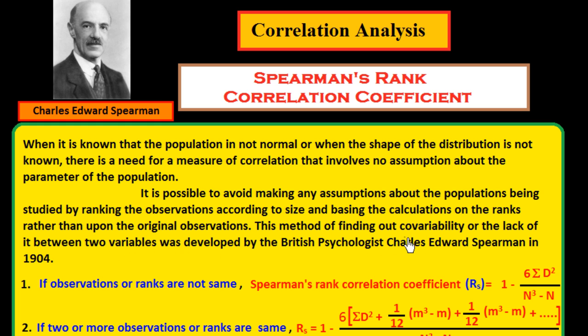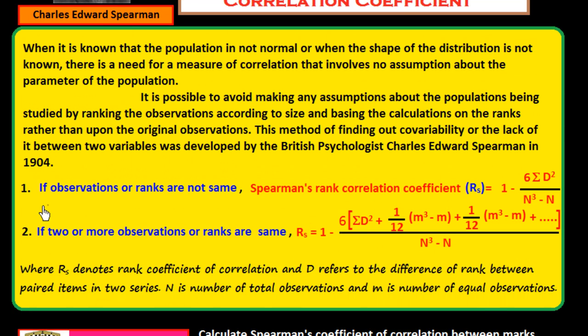This method of finding the correlation, or the lack of it, between two variables was developed by the British psychologist Charles Edward Spearman in 1904. Here I would first like to explain the formulas we use. We use two sorts of formula. Number one is for when the observations or ranks are not the same. If they are all different ranks and different observations, we use this formula.